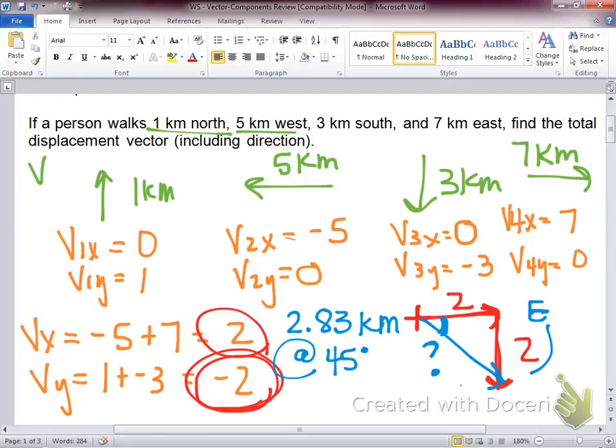And we're going south from there, so it is south of east. Very, very good.